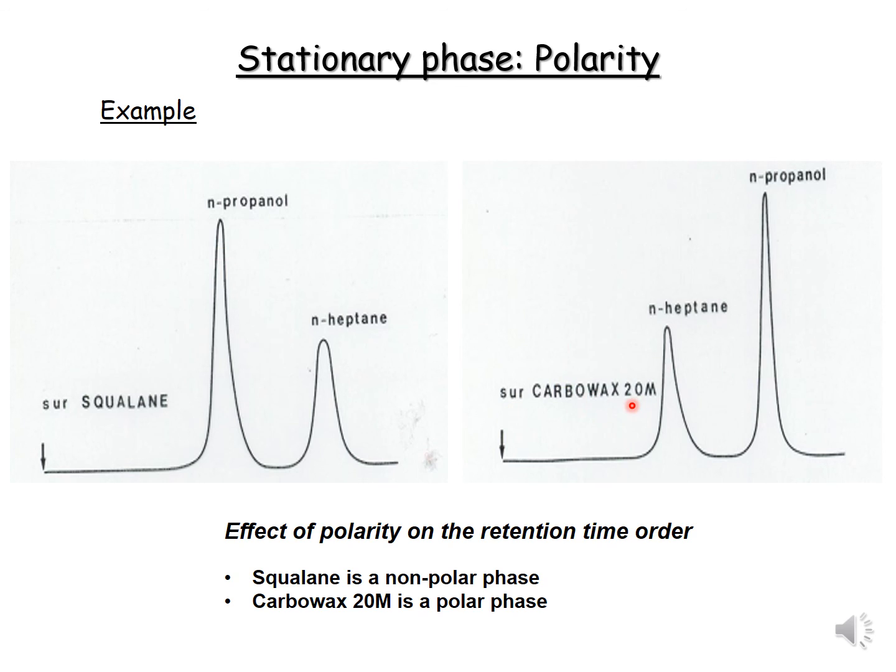If I change to the Carbowax 20M, now I am on the polar phase, and then I have, of course, a different separation. First the N-heptane, which is a very non-polar compound, and then the polar compound, which is the most retained on the polar stationary phase. So first the N-heptane and second the N-propanol.